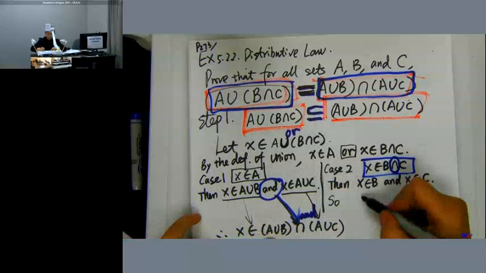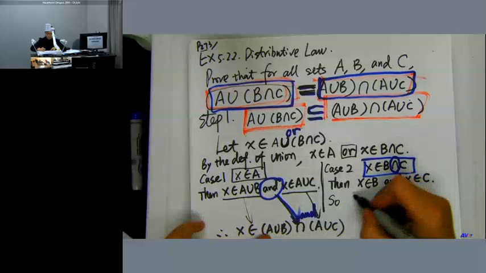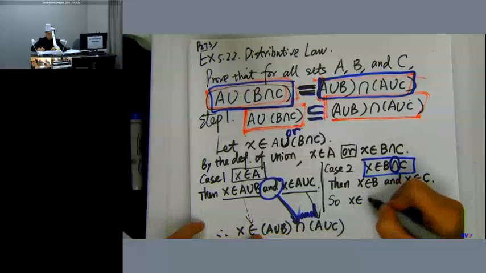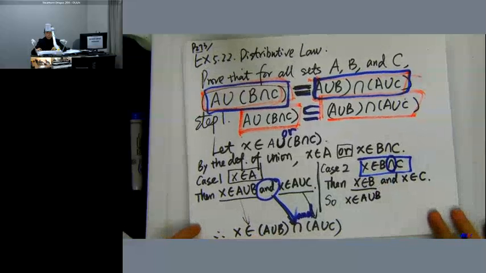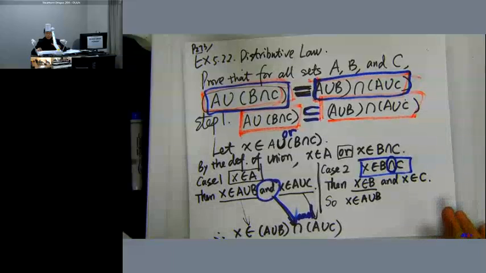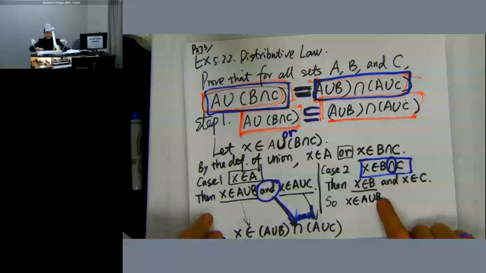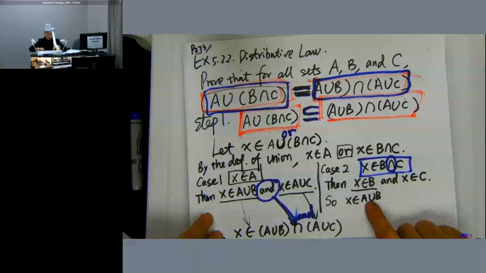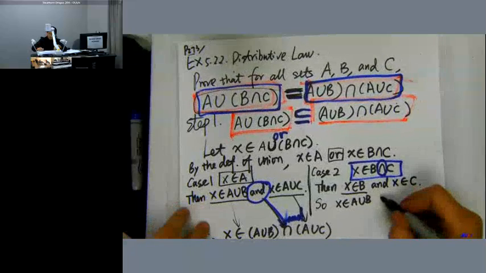Can I get X is in A union B from that? Yes. Again, it's the definition of union, right? The definition of union says if X is in one of them, then X is in the union. Which one? This time it's in B. If X is in B, of course, X is going to be in the union of A and B.